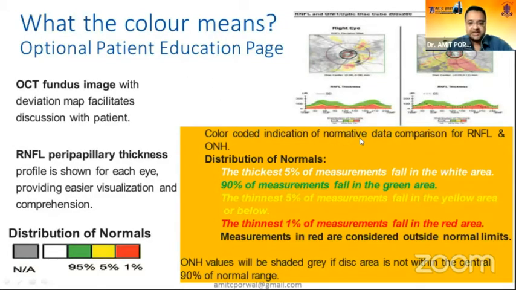So the color-coded indication of normative data comparison for RNFL is the distribution of the normals. So what does the white color mean? The thickest 5% of the measurements fall in the white area. The green color means that 90% of the measurements fall in the green area. The yellow color means that the thinnest 5% of the measurements fall in the yellow area or below. And red means the thinnest 1% of the measurements fall in the red area. So measurements in red are considered outside normal limits. The ONH values will be shaded gray if the disc area is not within the central 90% of the normal range.